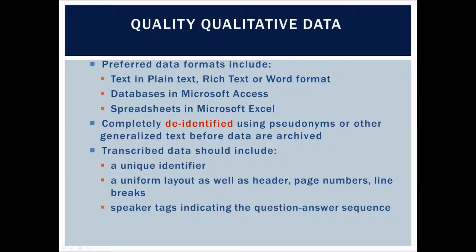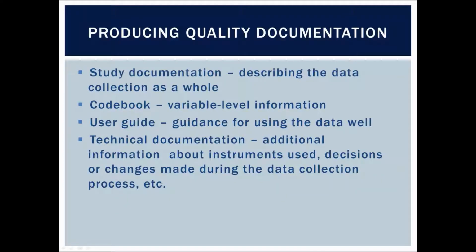Data in these formats, of course, need to be completely de-identified before archiving unless informed consent was secured from participant sources. Any data that is transcribed should include a unique identifier, a uniform layout, as well as a documentation header with brief details of the interview, page numbers, that type of information to help secondary data analysts and NACJD processors that are going through the files. And then also speaker tags indicating the question-answer sequence.